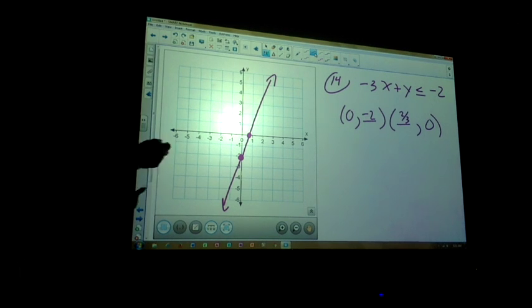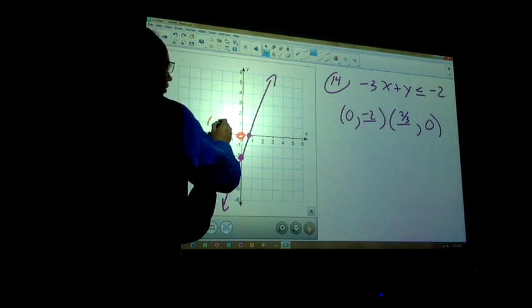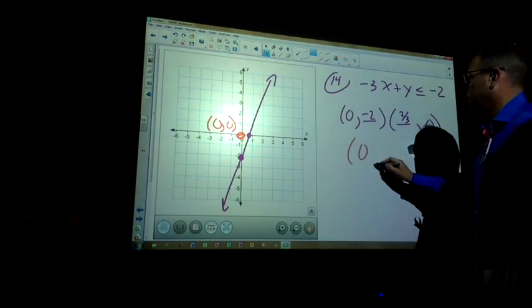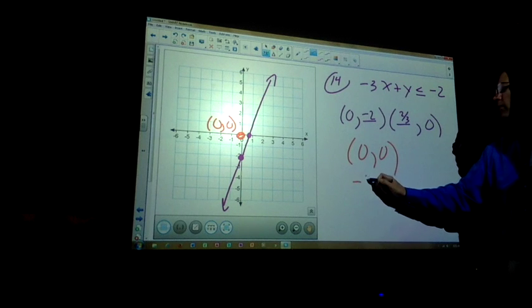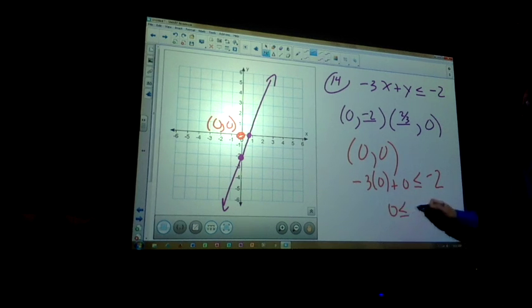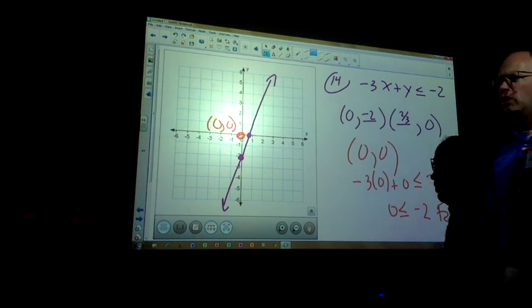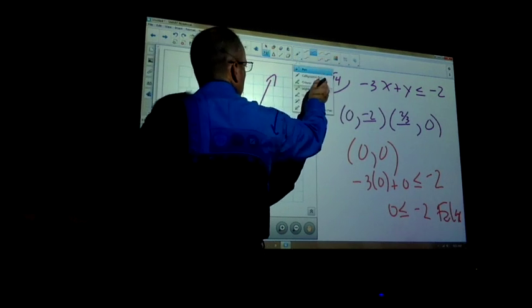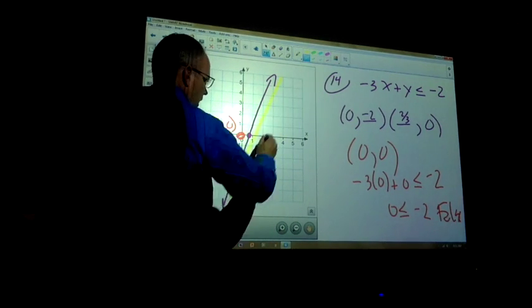All right. So 0, 0 does work. It's close to the line, but it still works. All right. So let's try 0, comma 0. See what works. I get negative 3 times 0 plus 0 is less than or equal to negative 2. So 0 is less than or equal to negative 2. False? So where do I shade? Opposite side. Over here in this region, right?